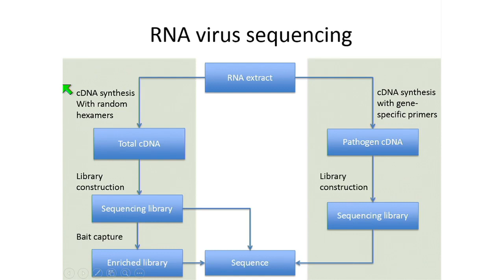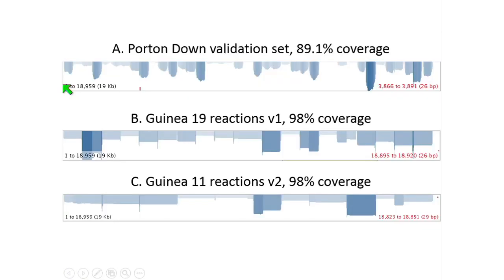In the event, we decided that the safest and the most likely to work would be to use gene-specific primers, so we essentially devised a tiling amplicon scheme in order to give us coverage of the 20 kb Ebola genome.